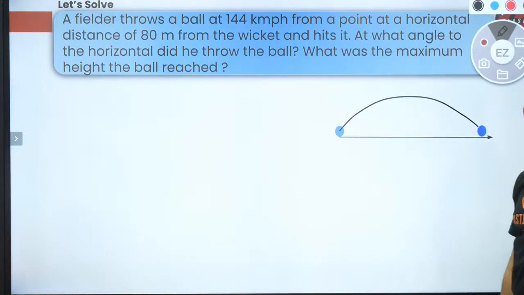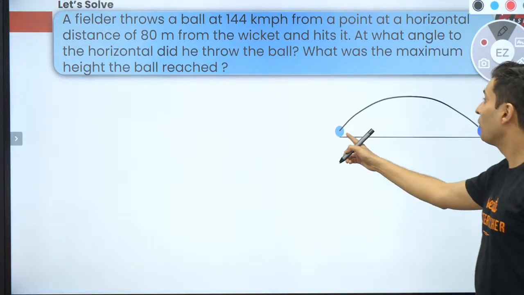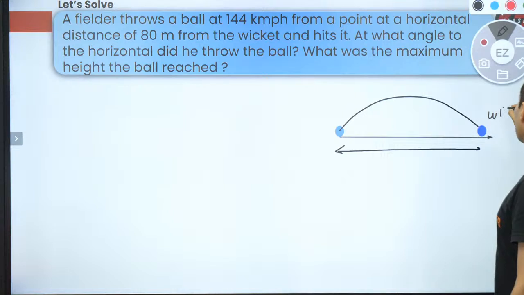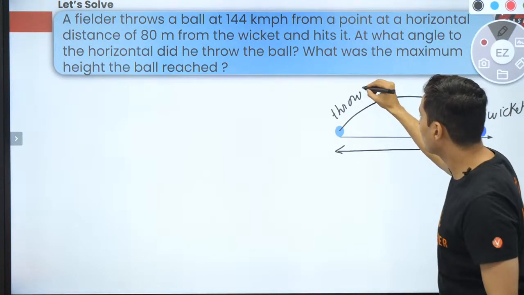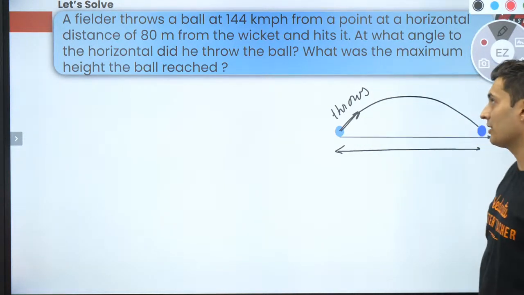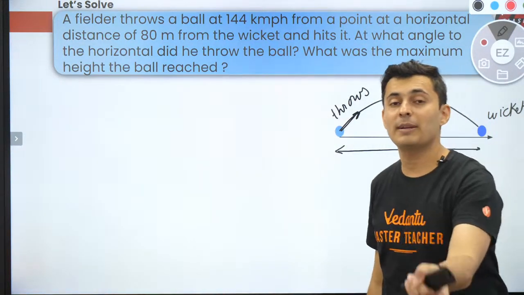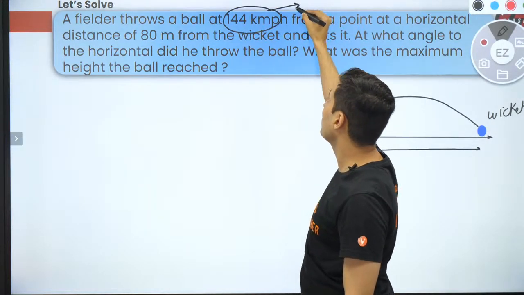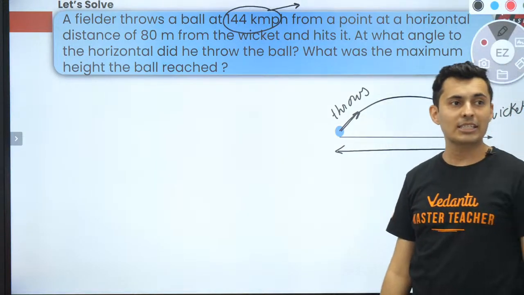What will you use? Think about it. This distance, this is where the wickets are. This is where he throws the ball. And he has thrown it with what speed? 144 kilometers per hour. Come on. What is 144 kilometers per hour in meters per second? First convert 144 kilometers per hour in meters per second. Come on. Yes, you'll have to use the range formula. First convert.